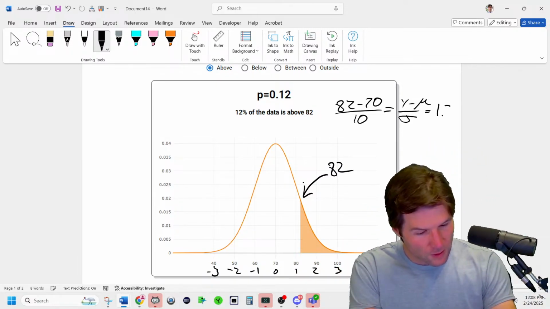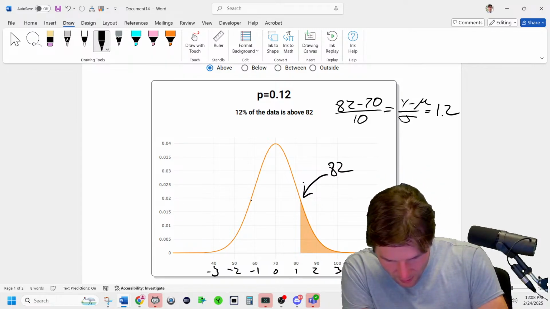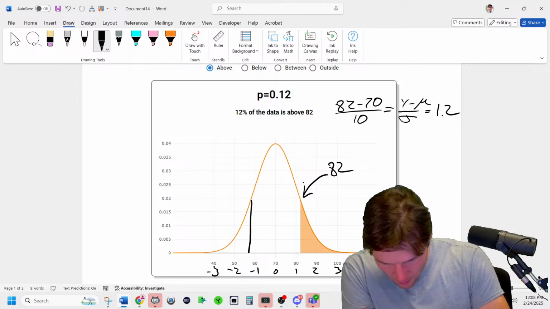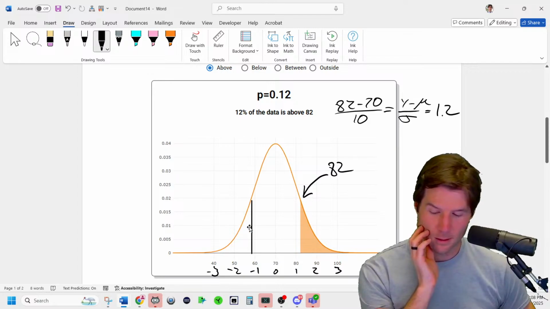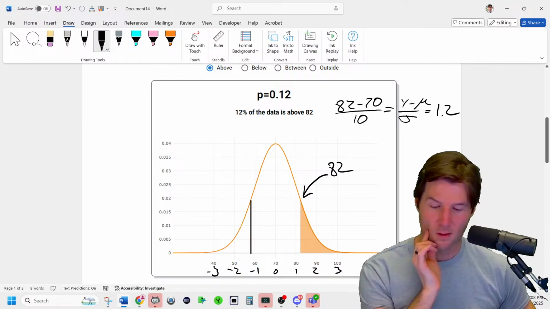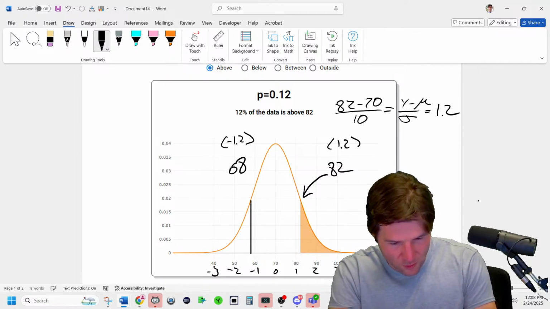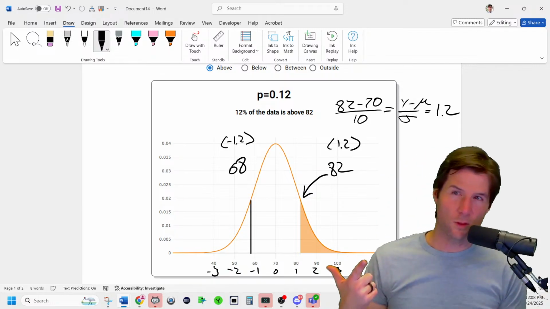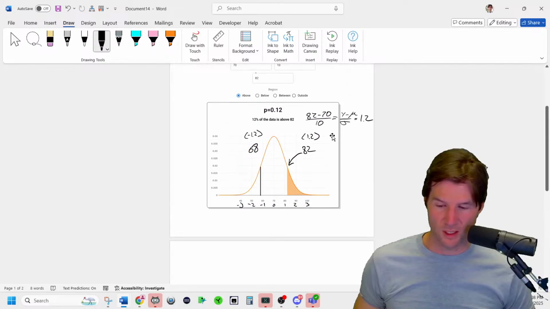Now, what do you notice about 68? Is there something where you go, huh, isn't that neat? Here's where 68 is at. It has a z-score of negative 1.2, and this has a z-score of 1.2. They're opposite z-scores. So what's the answer to the question of students who score above a 68?